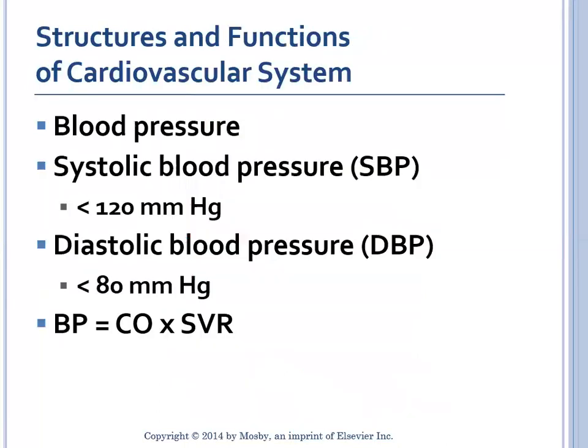All right, blood pressure. The arterial blood pressure is a measure of the pressure exerted by blood against the walls of the arterial system. Systolic blood pressure is the peak pressure exerted against the arteries when the heart contracts. So systolic is when the heart contracts. What's diastolic?